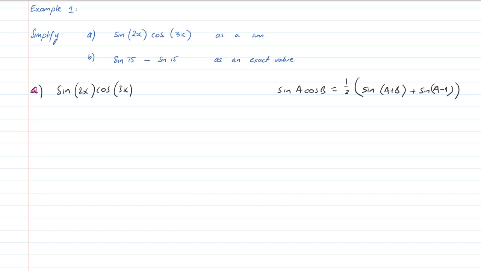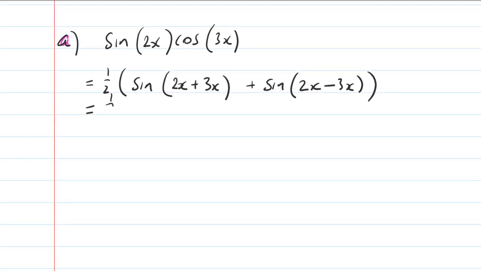So I can now write this down as equals a half sine of A, which is 2x, plus 3x, and then plus sine of 2x minus 3x, and I can go ahead and simplify that. So I'll just zoom in on the simplification. The half stays at the front. I get sine of 5x, and then I get plus sine of negative x.